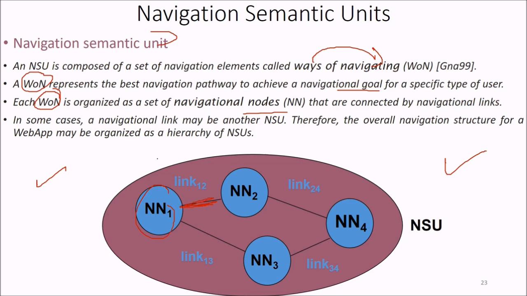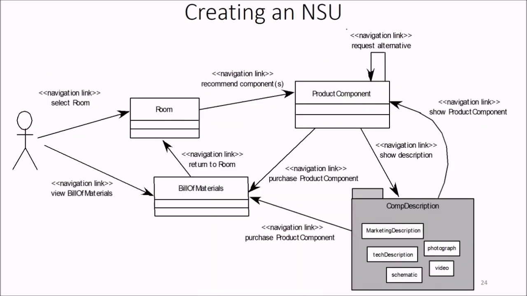These are the navigation links. And in some cases, this navigation link may be another NSU by itself. Therefore, the overall navigation structure of a web app may be organized in this type of hierarchy of NSUs, that is, navigation semantic units. So how to create an NSU?